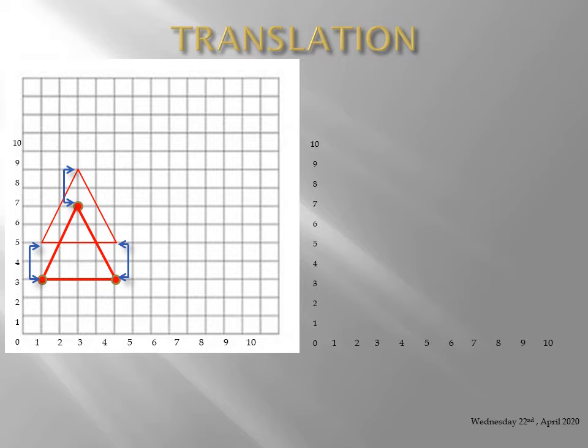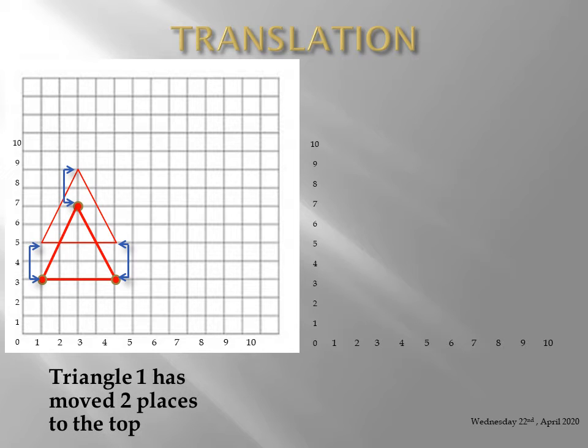All right. So now what can we say? Give the instruction for the translation. How would you give the instruction? The triangle has moved from the previous position. It has moved to the top by 2 places, or it has moved to the top by 2 squares or 2 boxes. So we can say triangle 1 has moved 2 places to the top.